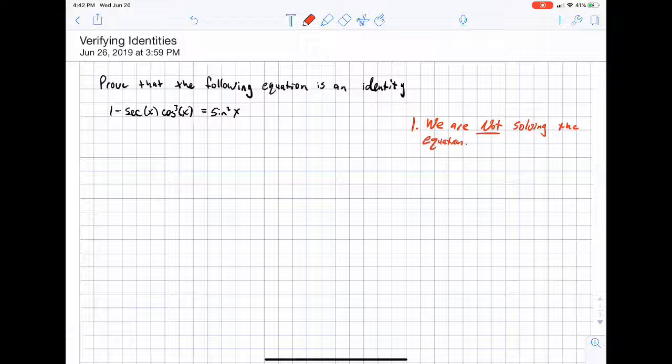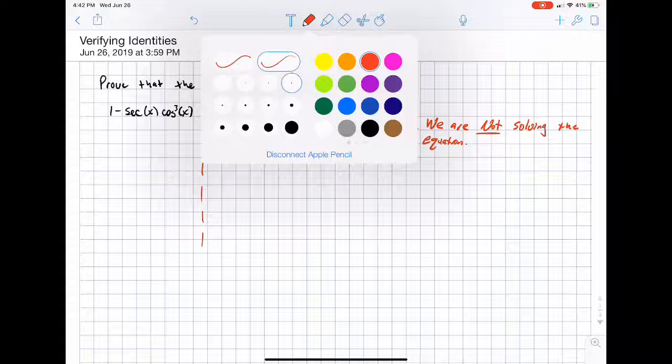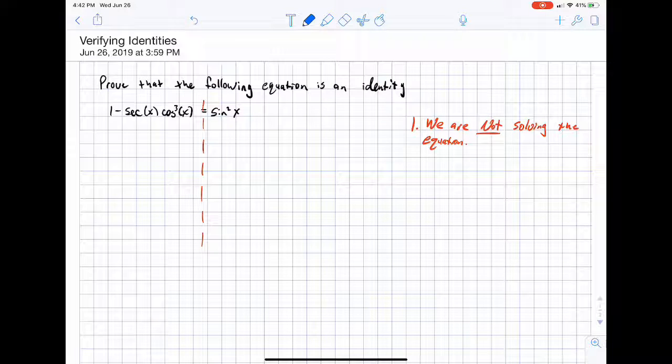In fact, what I would encourage you to do is maybe even just draw a little line down the center and make sure that we're not crossing that line, that whatever we're doing to this identity, we're only doing to one side. All right, so let's start. The thing you might want to try first is to look at the side that's the most complicated and see if you can't just simplify it. And usually through that process, we end up making it look like the other side of the equation.